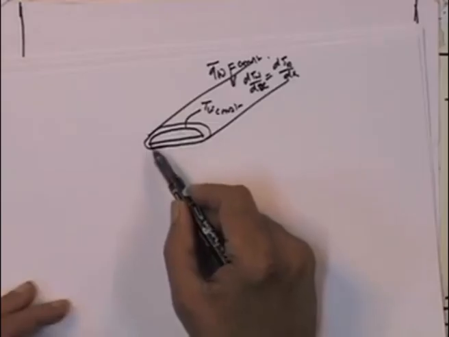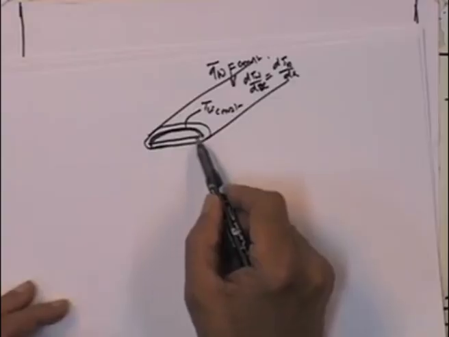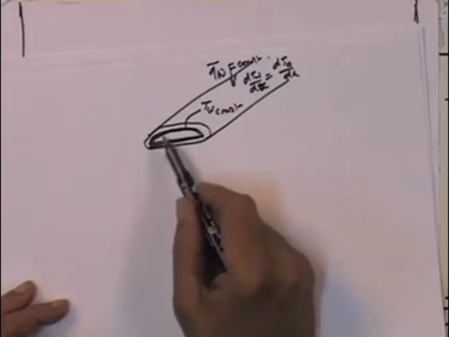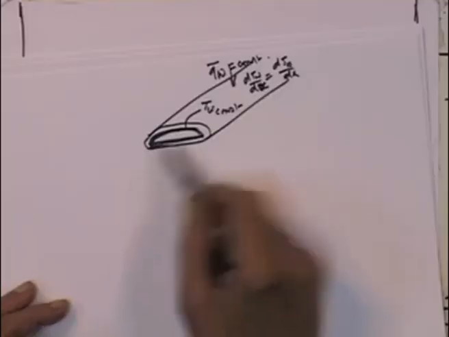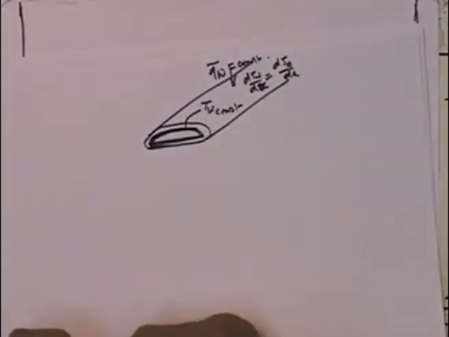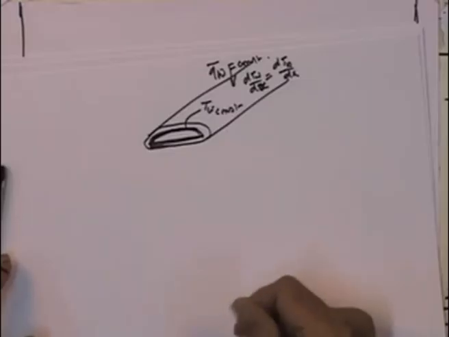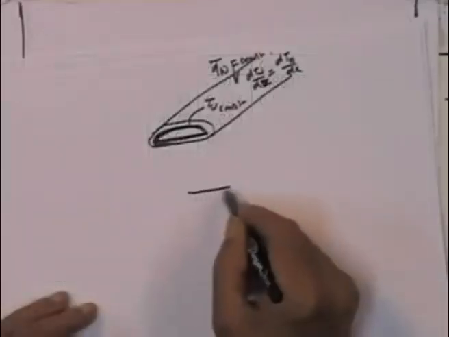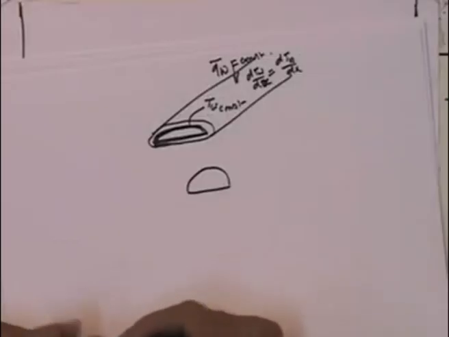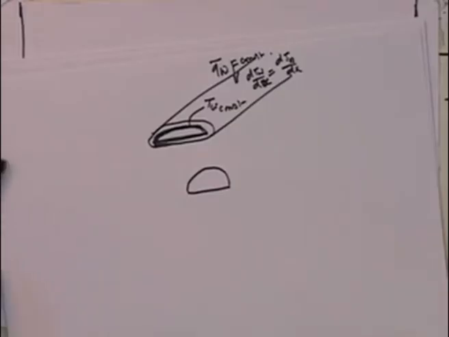All it means is that the metal of the duct has very high thermal conductivity, so that any temperature variation is just evened out. And most of the solutions that are documented in literature are for this particular case of TW equal to constant, and I am going to take the case of theta equal to 90 degrees as a special case. Theta equal to 90 degrees, as you will recall, is nothing but the semicircle, a very simple semicircle.